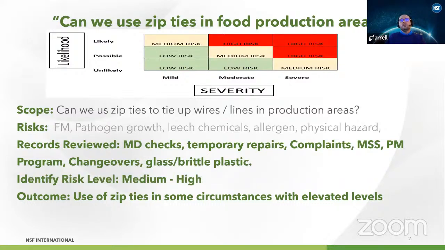We looked at it and we came out medium risk or high risk in most cases, which would allow us to not use it in the high, but in the medium, we would use the zip ties in some circumstances with elevated levels. So beefing up our records to reflect that we're inspecting. If there's allergen issues, we'll put it into a changeover procedure, et cetera. So it was really good discussion. It was great. I like that the group was as engaged as they were. It was really nice to work through that as a group.